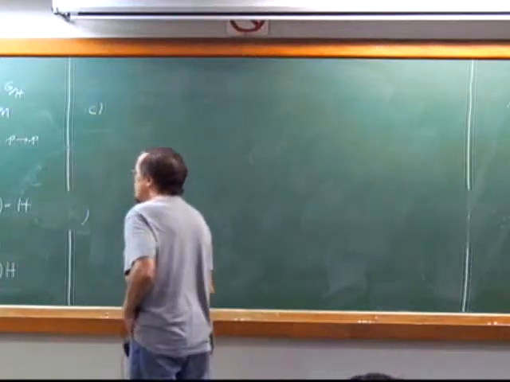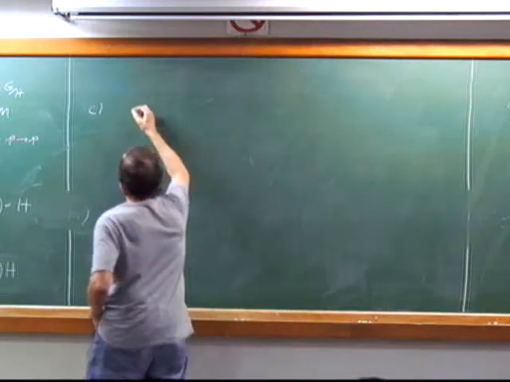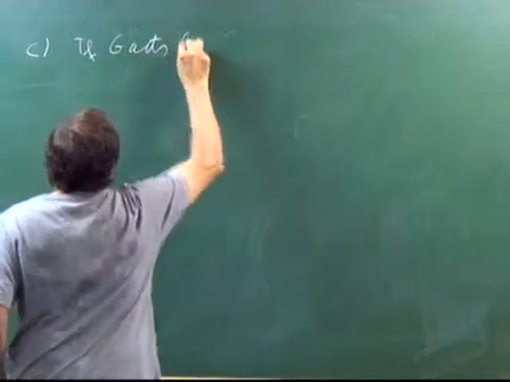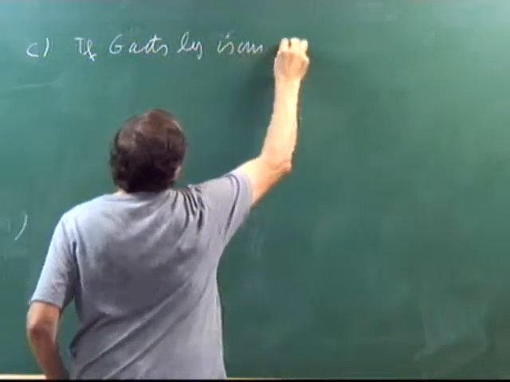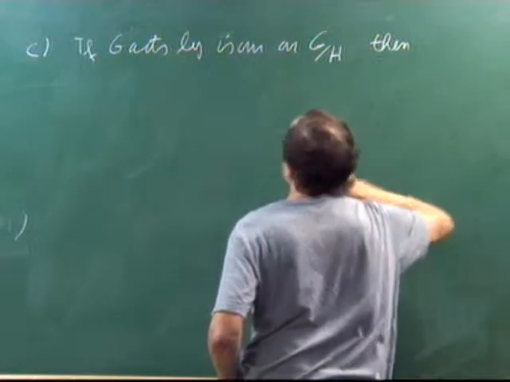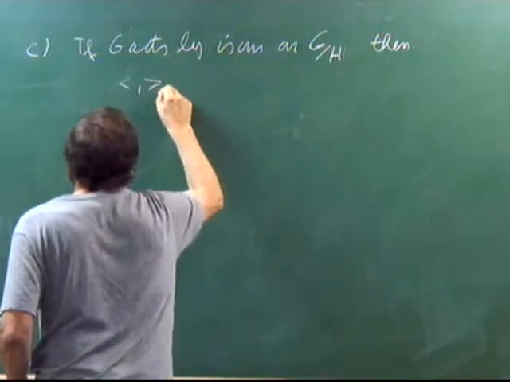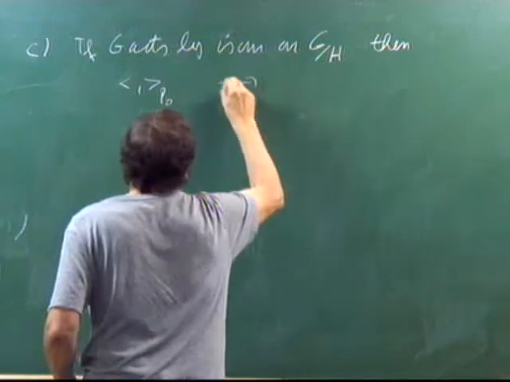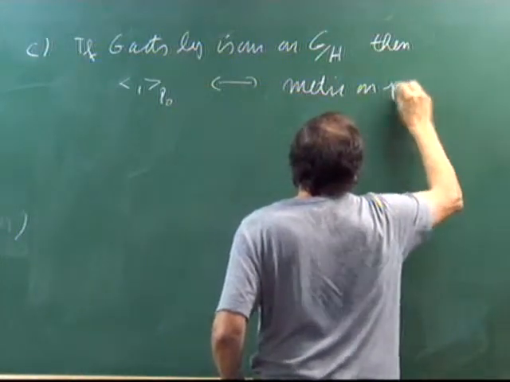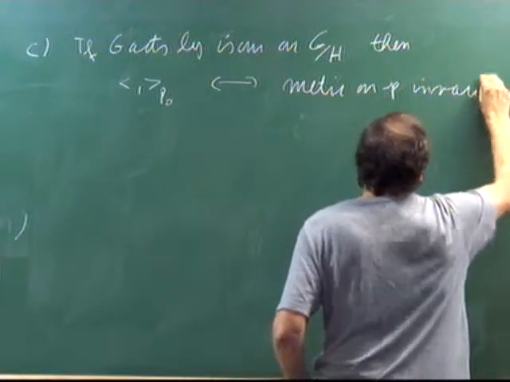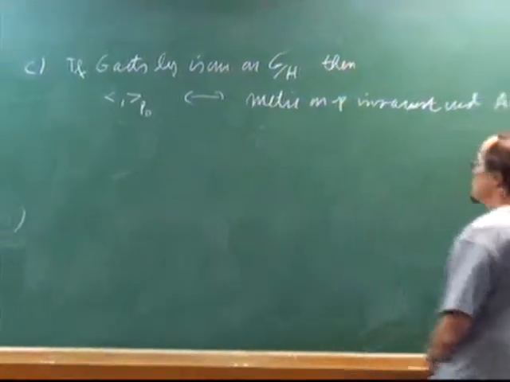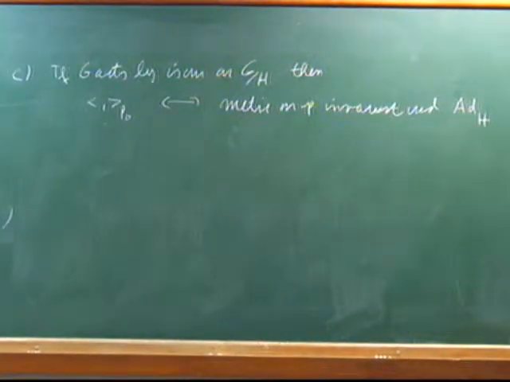And then using that, we can now also prove the following: that if G acts by isometries on G mod H, then the metric on P naught is equivalent to a metric on P invariant under Ad H, which preserves P because I have a reductive decomposition.